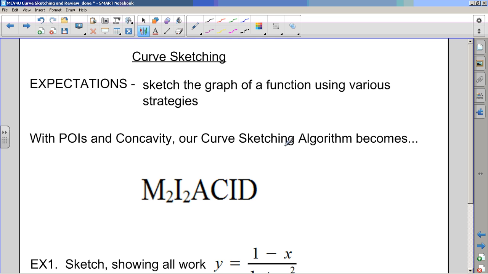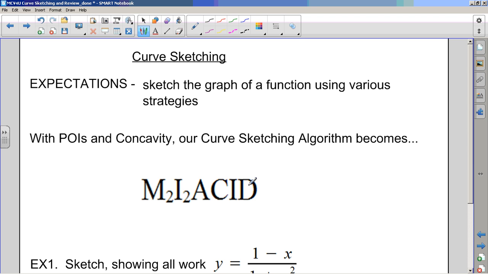But this is my curve sketching algorithm. This is how I remember all the stuff that we can do to come up with a graph in calculus. It's M2I2 acid, M2I2 acid, and I'll talk about what those things mean very shortly here, and then I'm going to go through this example fairly fast.